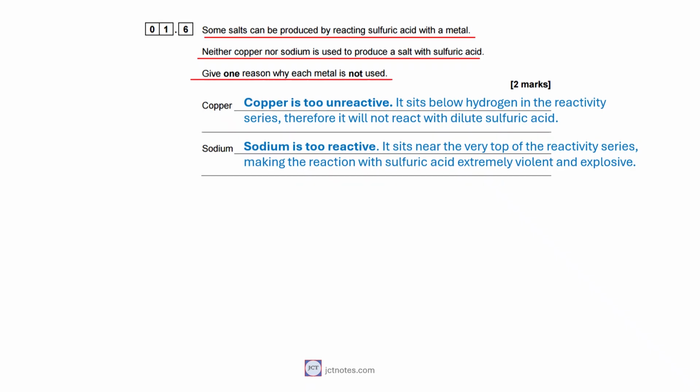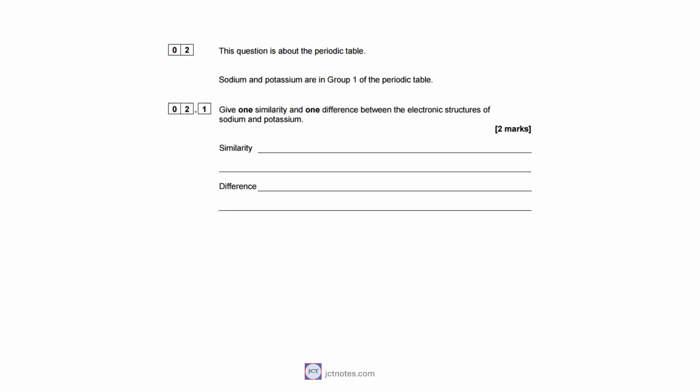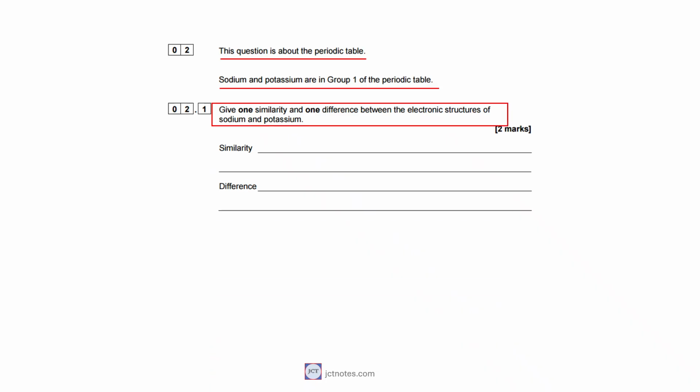Question 2 is about the periodic table. Sodium and potassium are in group 1 of the periodic table. In question 2.1 we need to give one similarity and one difference between the electronic structures of sodium and potassium. The electronic configuration of sodium is 2,8,1 and potassium is 2,8,8,1. Comparing these, we can see that the similarity is that both have one electron in their outer shell. The difference is that sodium has 3 shells but potassium has 4 shells.